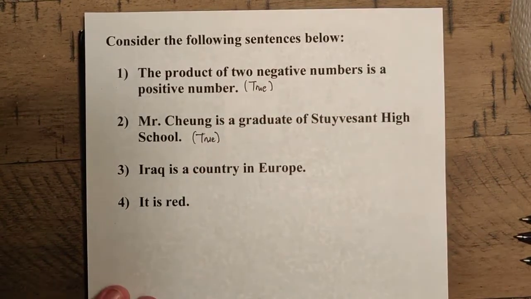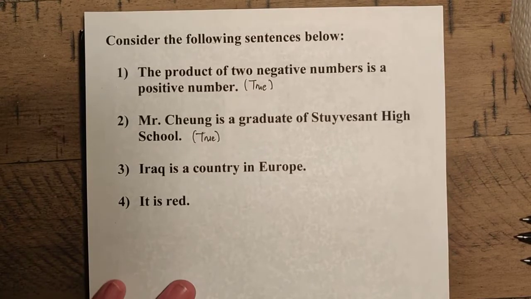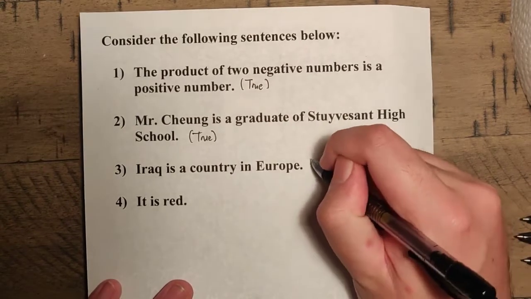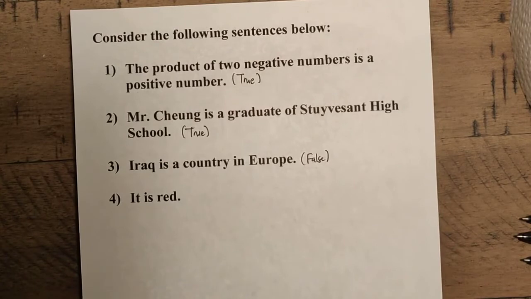Okay. The third statement, on the other hand, I think you can see that if you have a basic understanding of how geography works, this is going to be a false statement, right? I think we can agree that this statement is absolutely false. Iraq is definitely not a country in Europe. It's a country in Asia.